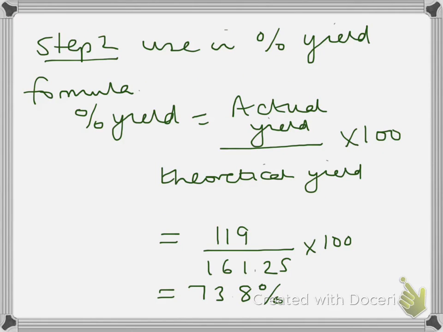Step 2: use your percentage formula again to work out the percentage yield. So the percentage yield equals actual yield divided by theoretical yield times 100. The actual yield in the question was 119 grams, and we worked out the theoretical yield being 161.25 grams. So if we put that in the equation, the ratio times 100 is 73.8%, to 1 decimal place, 3 significant figures.